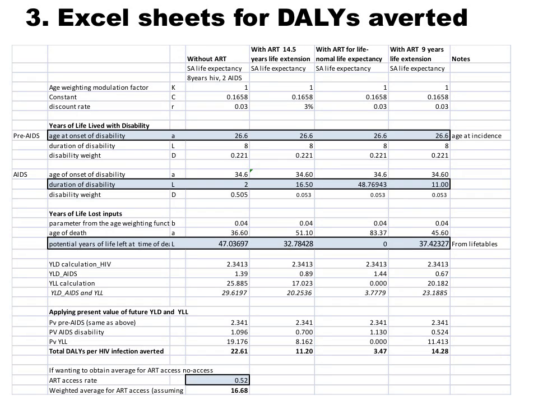So either this is your right row, where you add your years lived with disability for HIV, years lived with disability for AIDS, and years of life lost, and you add them up and you get your 29 years of life lost, of DALYs averted if you avert that infection.